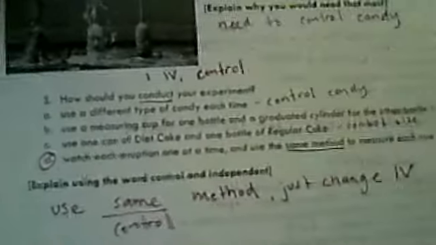You should have picked D. Everything else, we're trying to change too much. Use a different type of candy? No. Same type. Use a different type of tool? No. Control your tool. Use a different type of size bottle? No. Keep that the same. But D is perfect because we want the same method. So go ahead and write, use the same method, just change the IV.